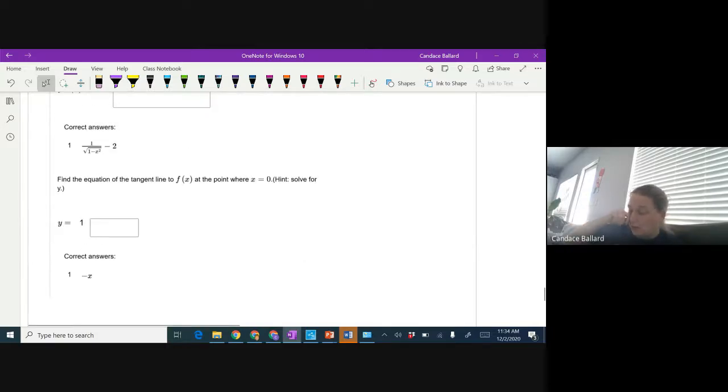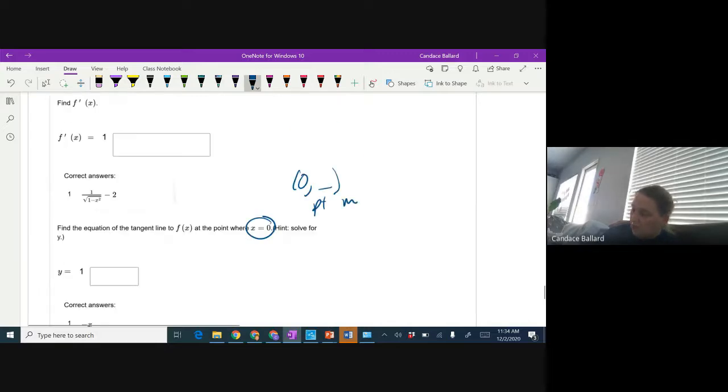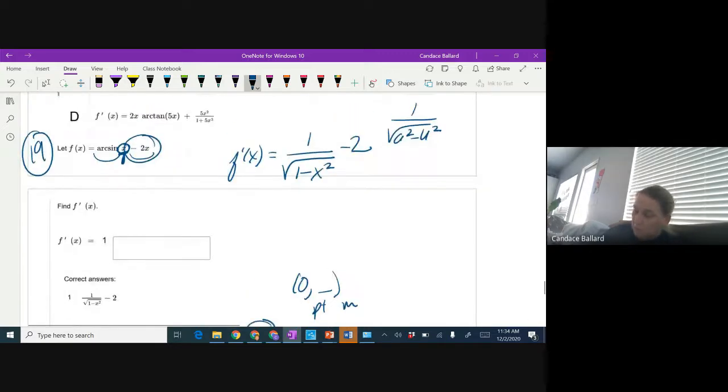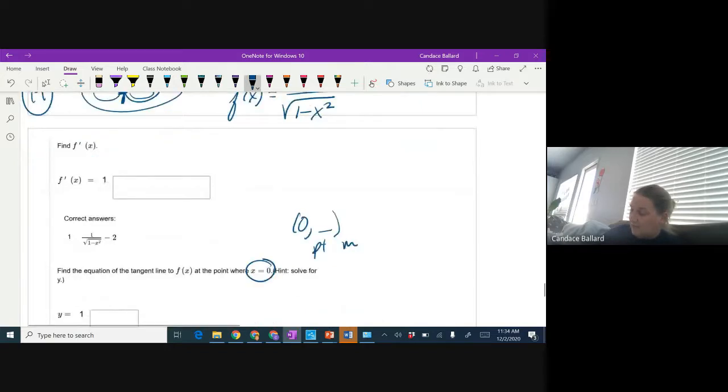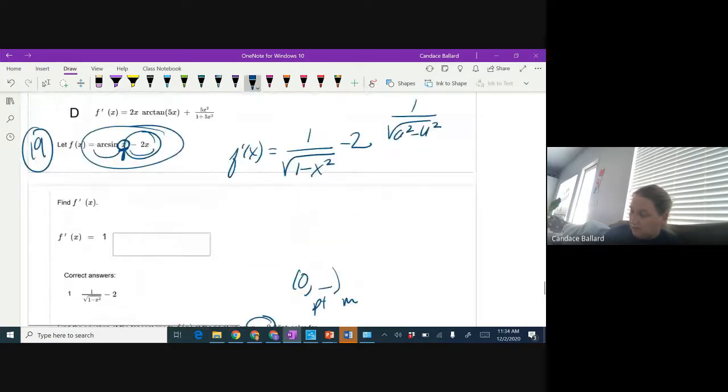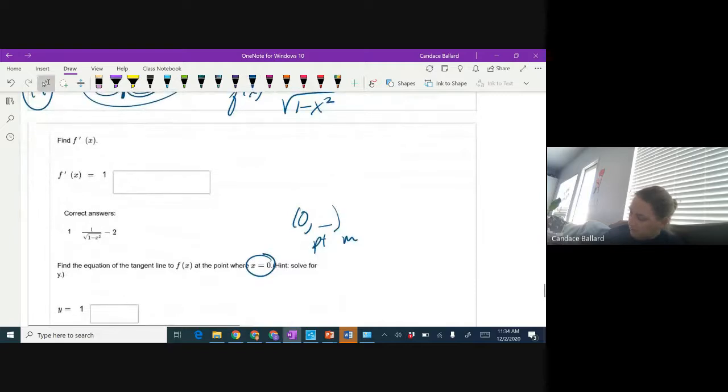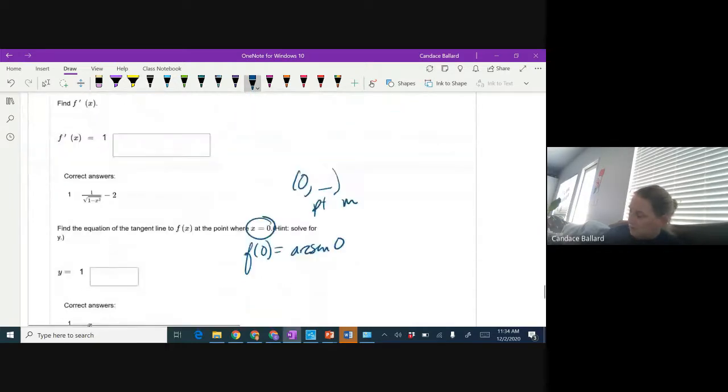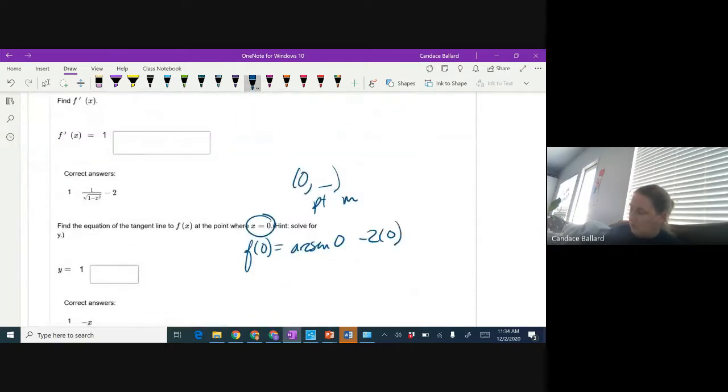All right, so we got to do equation of the tangent line. Thank you for stopping me. So for the equation of the tangent line, 2 things we need, point and slope, right? They tell us the x value, so I've got 0, comma something. My y value I've got to plug into this, and that's probably the ugly part, right? Because I've got to plug into the arc sine. So f of 0 equals the arc sine of 0 minus 2 times 0.